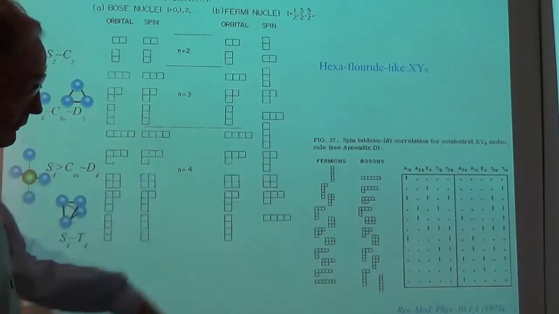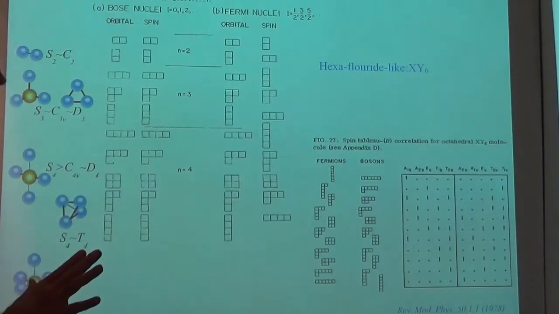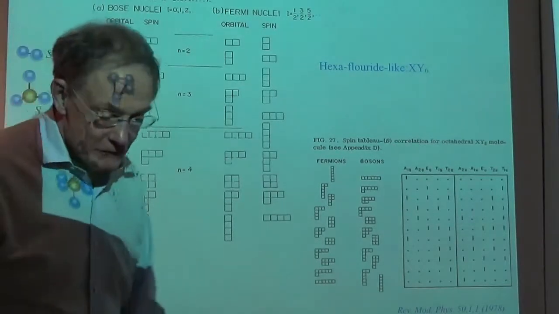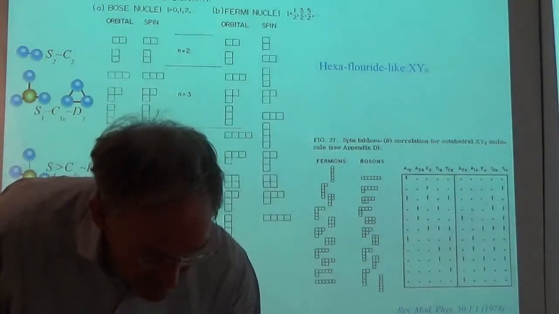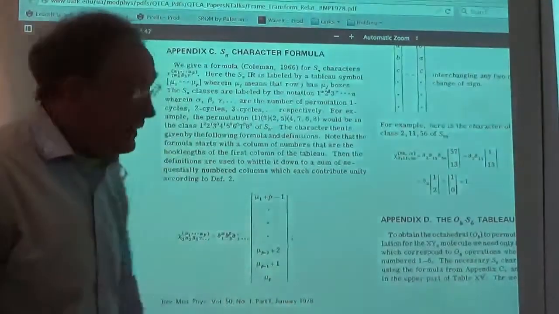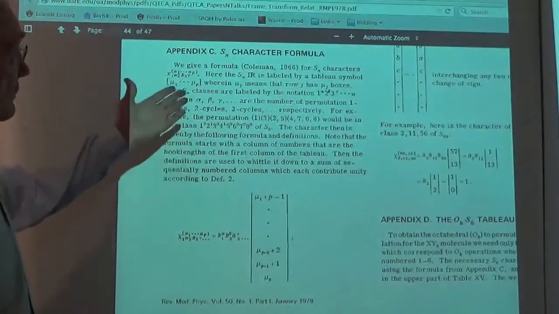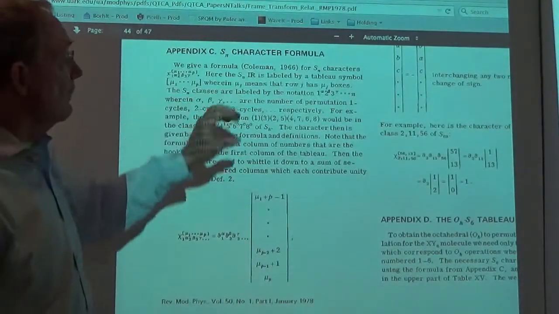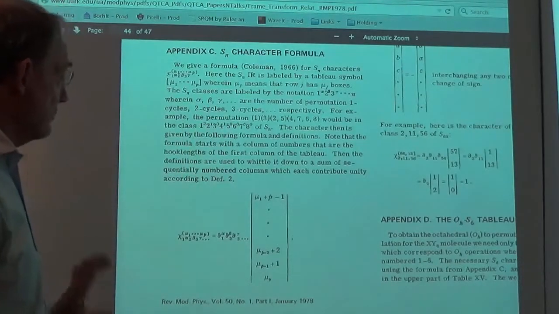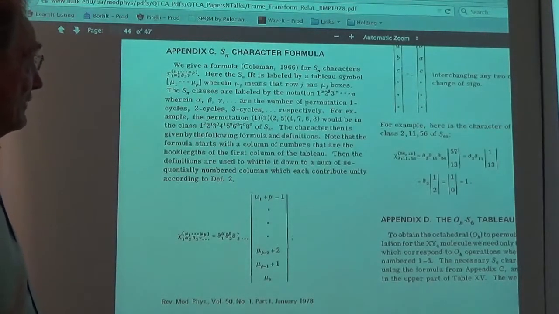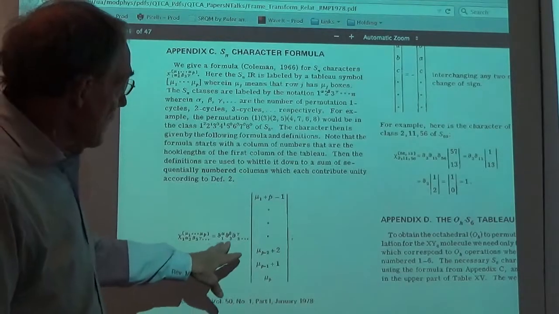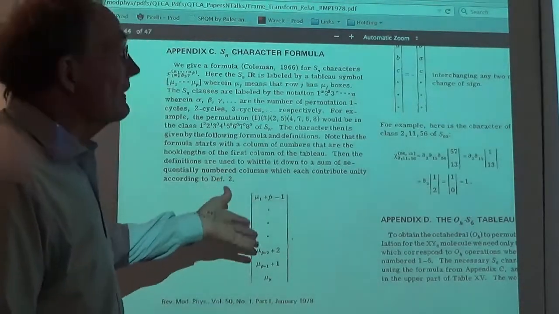That's what SF6 requires. Now, the thing that I left out was the formula. I might jump to that real quick here. In that Reviews of Modern Physics paper, there it is. It's Appendix C, character formula. It's called the Coleman formula because somebody actually worked this out in 1966. Okay, and there it is, but it involves some tech.